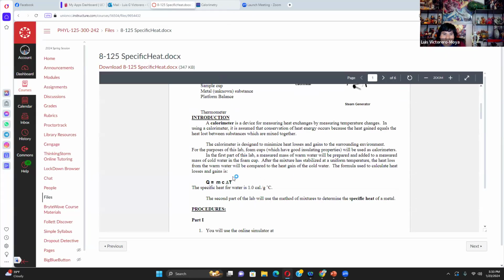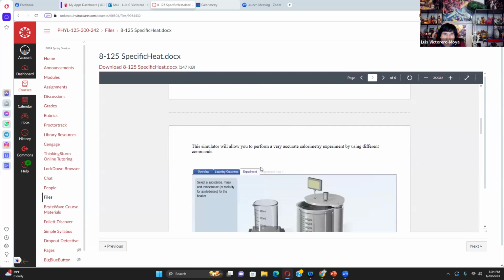So there's a brief introduction, and the main equation you're going to be using, Q equals mc delta T, where m is the mass in grams, C is the specific heat for the substance, in this case water, 1 calorie per gram per Celsius. So we're going to be using those units, all right? Because we're going to be working with very small masses and the change of temperature in Celsius. So then at the end, we have the units of heat in calories. So you have two parts.